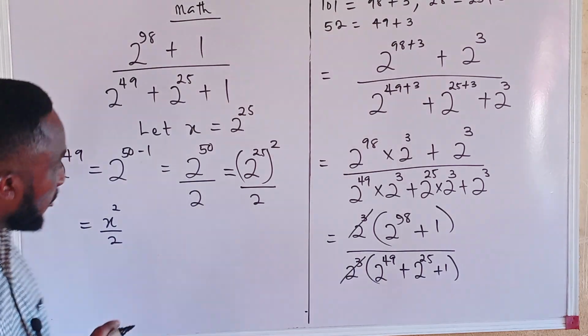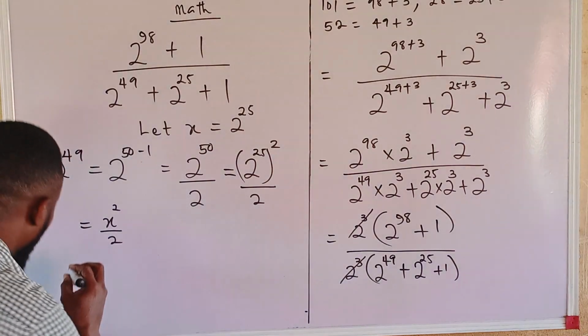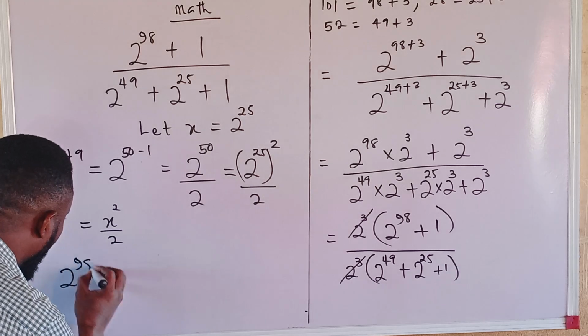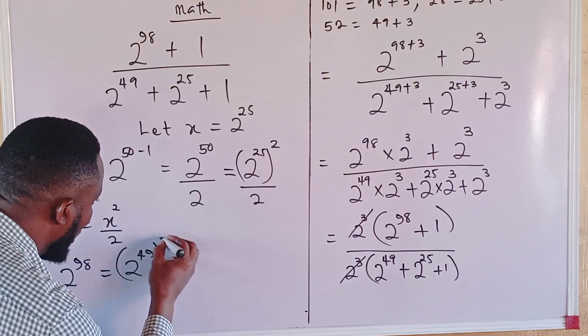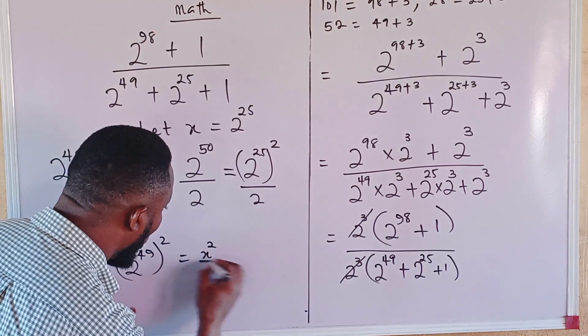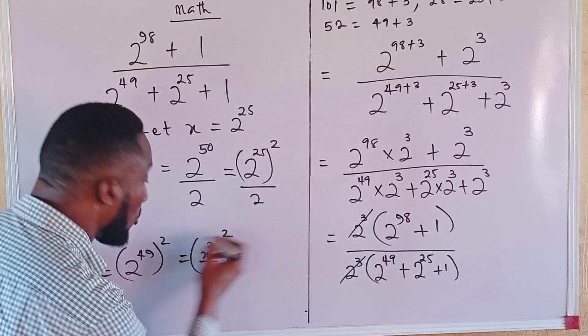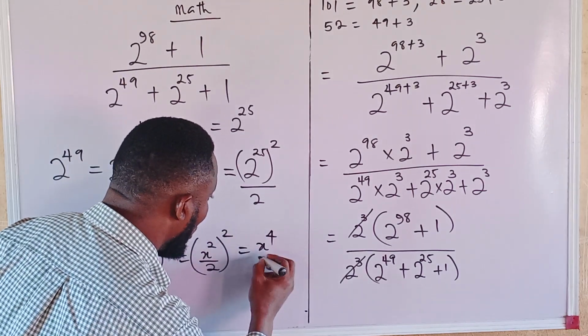So you have to watch this video to the end. Then we can say, okay, 2 to the power of 98, that's going to be 2 to the power of 49 whole squared. And this is going to give us x squared upon 2 whole squared. And this is going to give us x to the fourth upon 4.